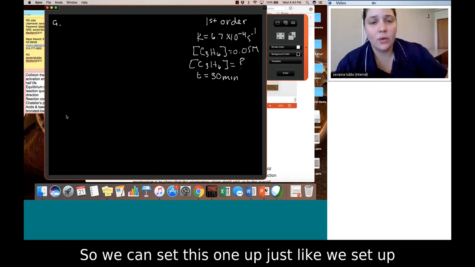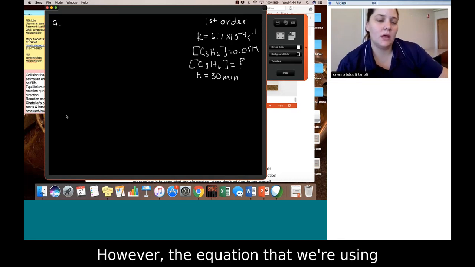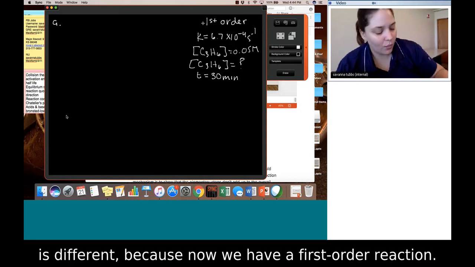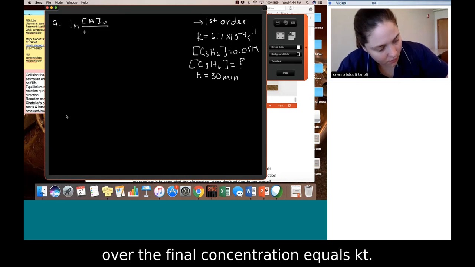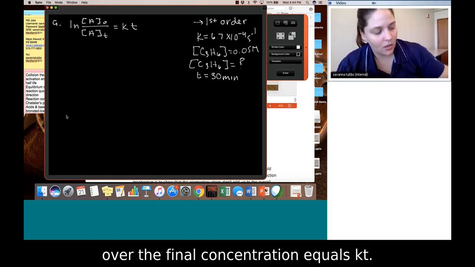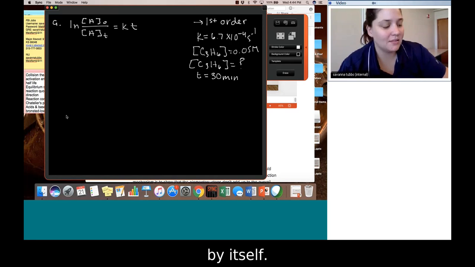All right, so we can set this one up just like we set up the first problem that we worked through. However, the equation that we're using is different because now we have a first order reaction. So for first order, we have ln of the initial concentration over the final concentration equals kt. So we're looking to get our final concentration by itself.